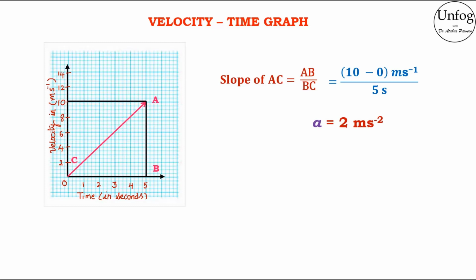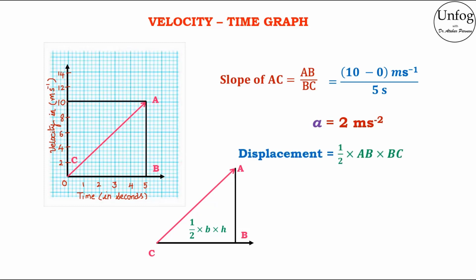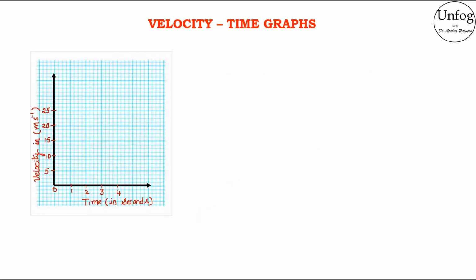Area under the graph gives displacement, and here in this case it is a triangle ABC whose area is half into base into height. Therefore, displacement is equal to half into AB into BC, which is equal to half into 10 meters per second into 5 seconds, or the displacement is equal to 25 meters. If the body is initially not at rest, then we can have this type of VT graph. We can then easily find the slope.